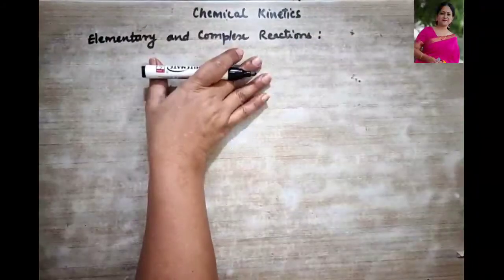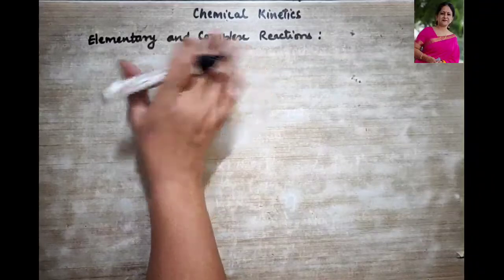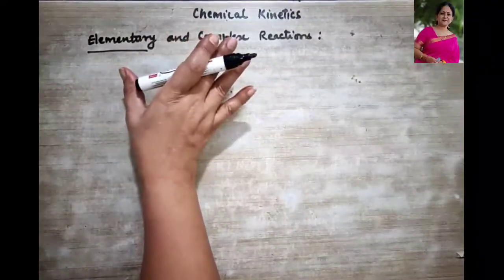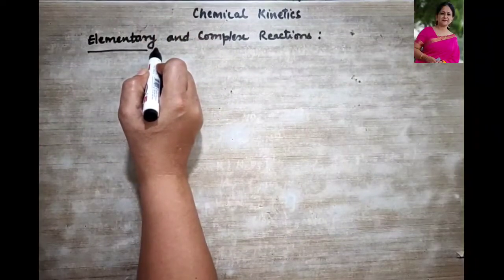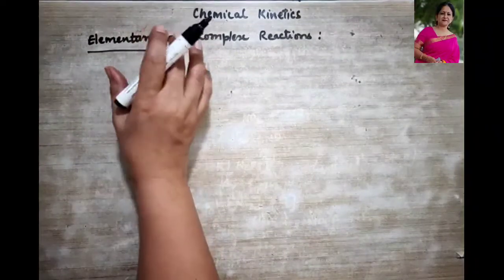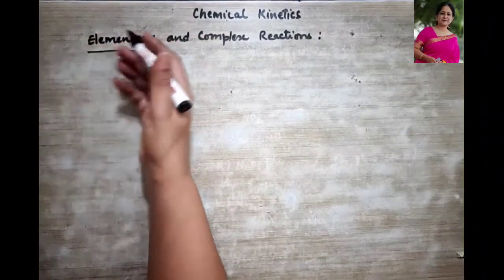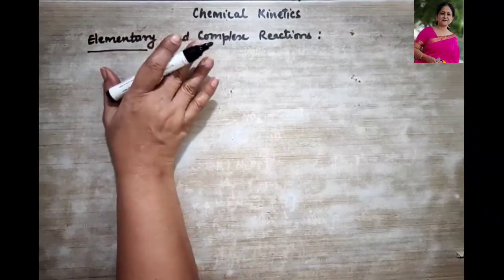Now let us understand what are elementary and complex reactions. Firstly, elementary reactions. Reactions which take place in one step are termed as elementary reactions. For such reactions, order of reaction is equal to its molecularity, right? Represented by the balanced chemical equation.